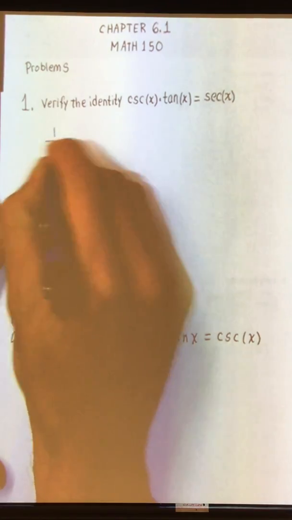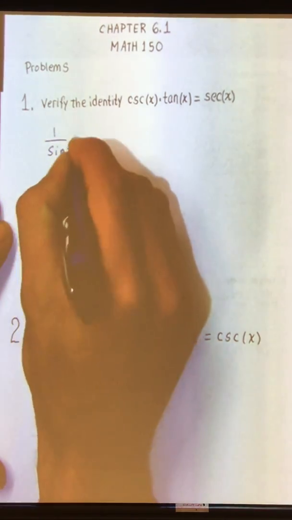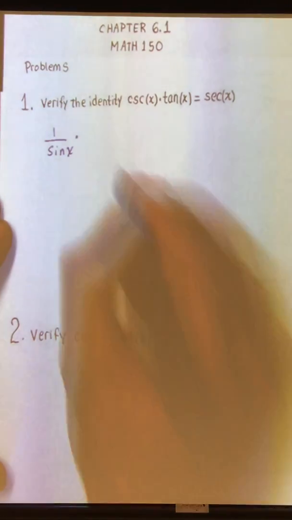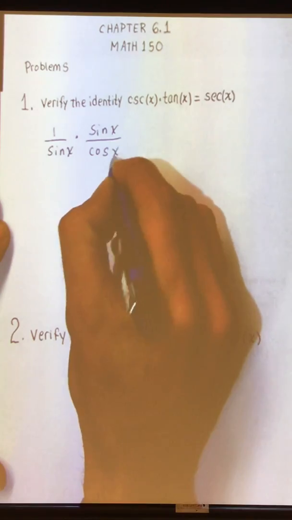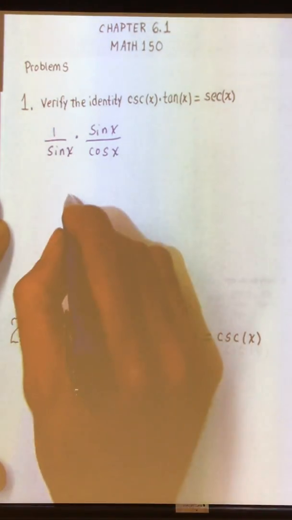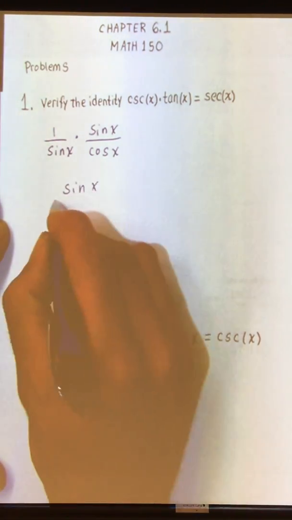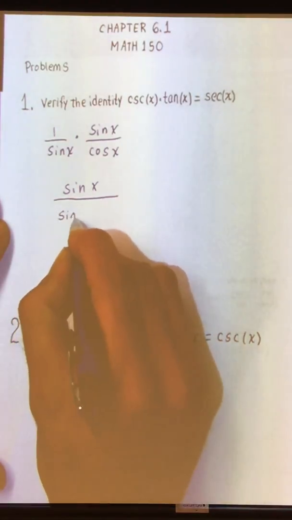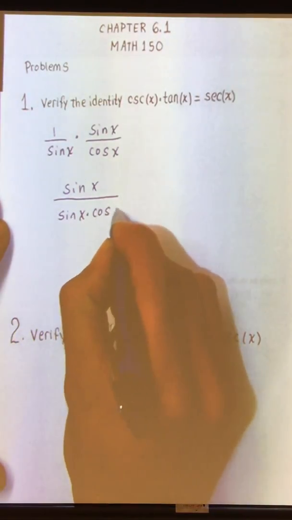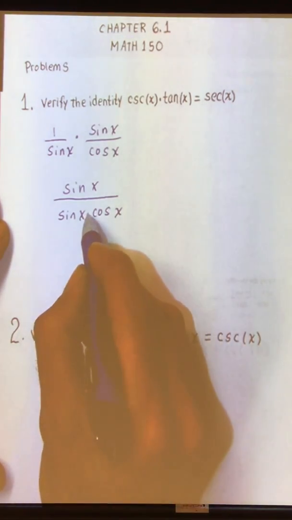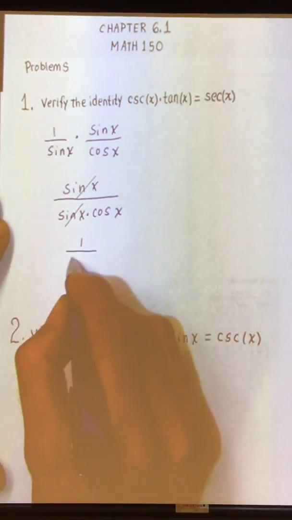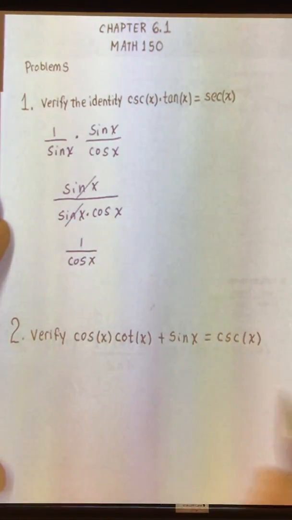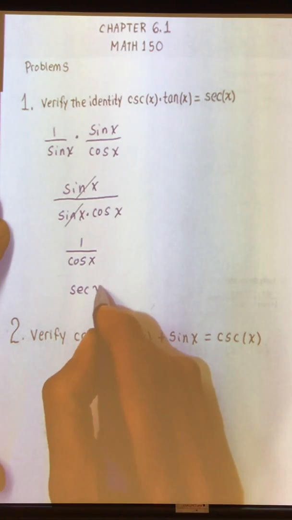So by definition, the cosecant of x is 1 over the sine of x. And by definition, the tangent of x is the sine over the cosine. By multiplying top and bottom, we get sine of x divided by sine of x times cosine of x. Since we have multiplication in the denominator, we can divide out our common term in the top and the bottom. That leaves us with 1 over cosine of x, which by definition is the secant of x.